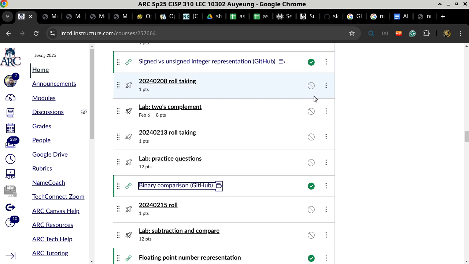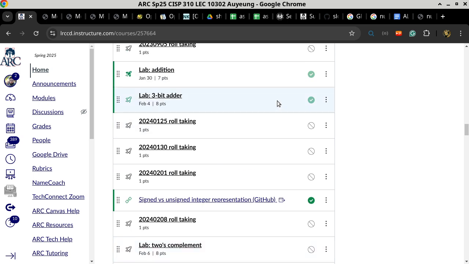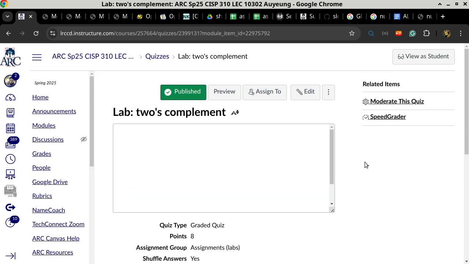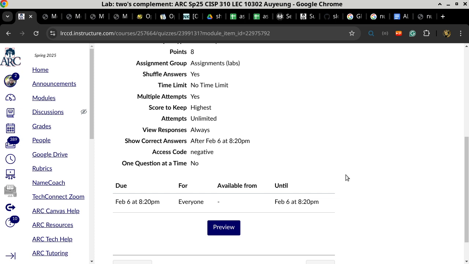Anyway, you need to know the lab thing, which is two's complement. Not surprising. The name, and this is the access key. It is negative.